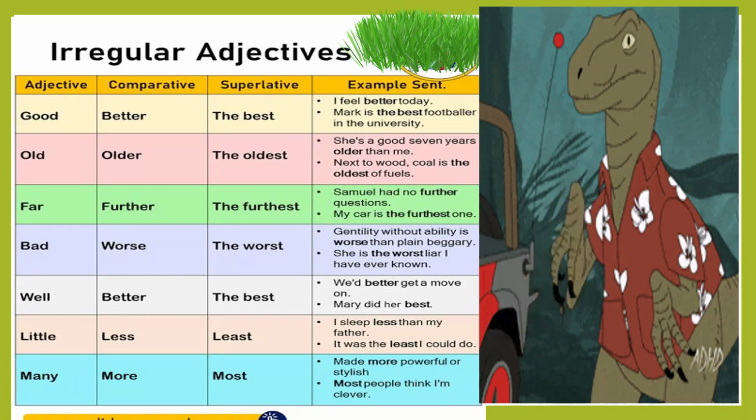Older: she is a good 7 years older than me. No need to use elder than me, otherwise it becomes wrong. Next to good, coal is the oldest of few. So these are a few example sentences. You have to memorize these sentences and use them in your daily life.